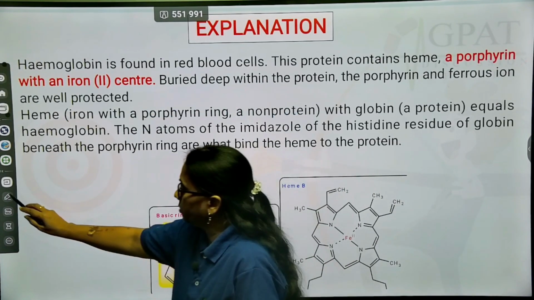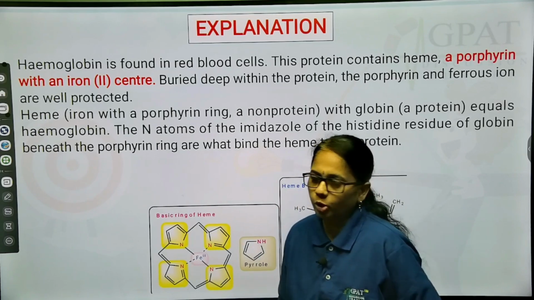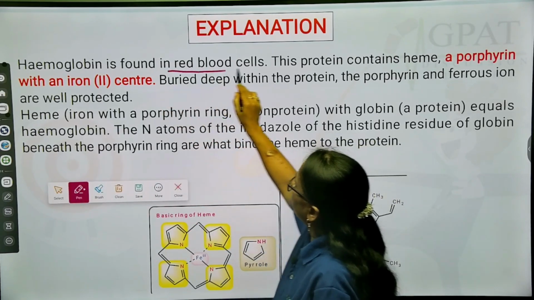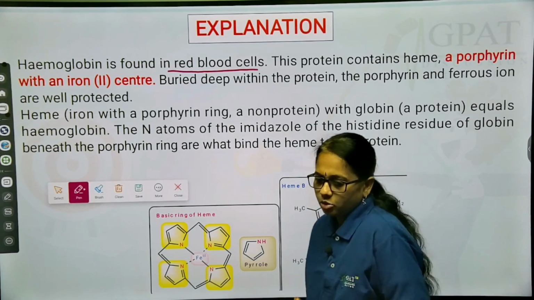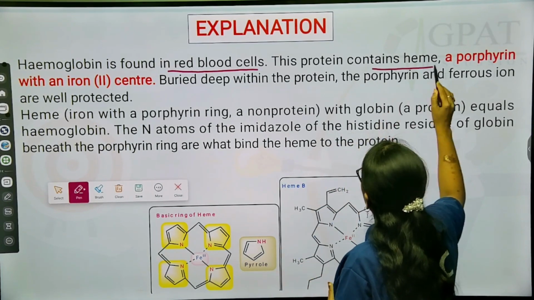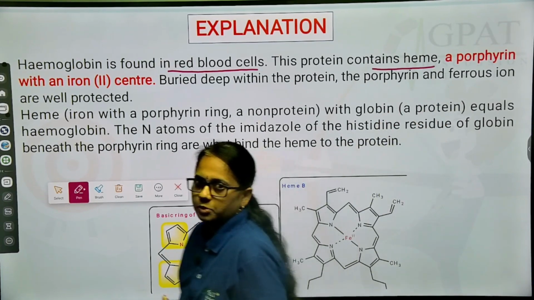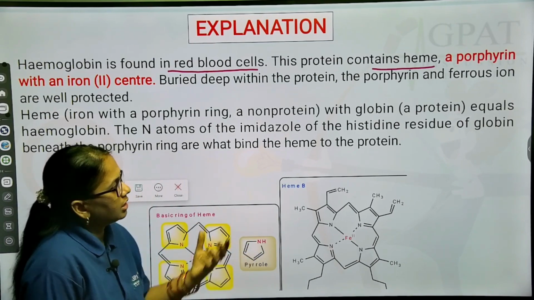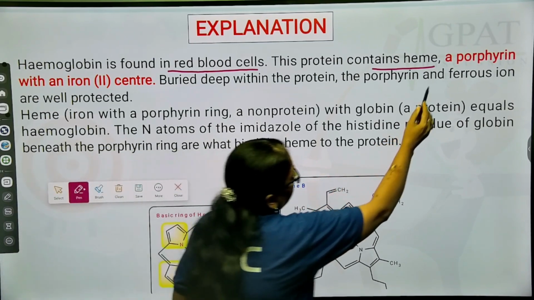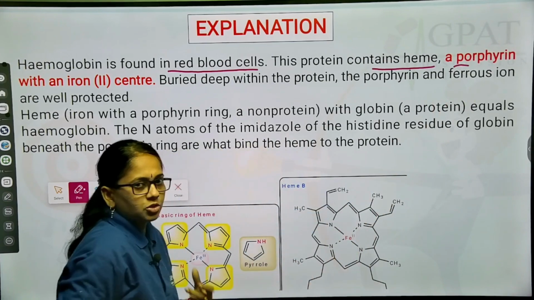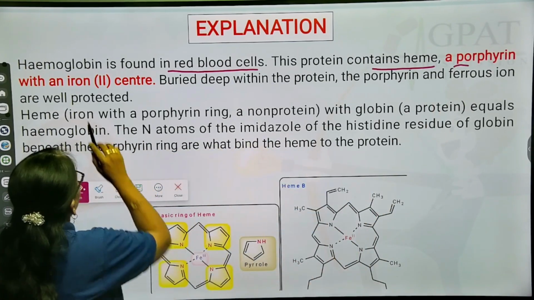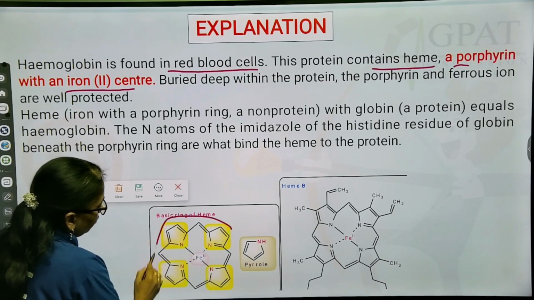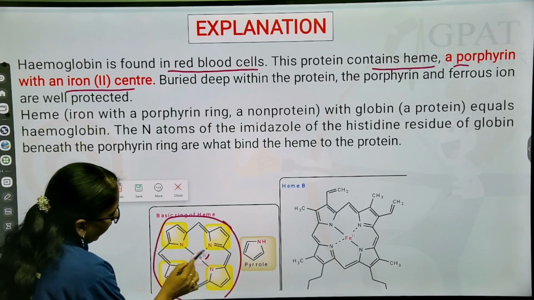We know that heme is present in hemoglobin. Hemoglobin is found in the RBC, right? The protein globin attached to this heme gives us hemoglobin. Whenever you observe the structure of heme, it is a porphyrin with an iron center. So this is a porphyrin moiety which has an iron center.